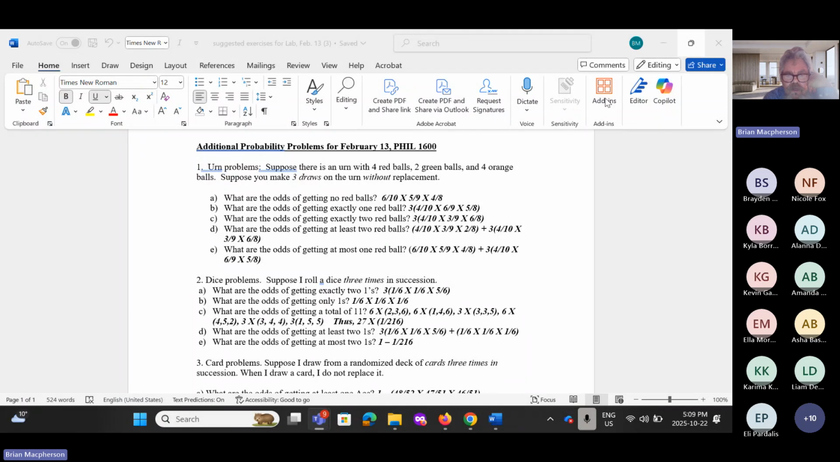Number E, what are the odds of getting at most 1 red ball? Well, that means then that there are 2 possibilities. I'm drawing 3 times, and my chance of getting at most 1 red ball means that either I get no red balls, or I get exactly 1 red ball. So the chance of getting no red balls would be 6 out of 10 times 5 out of 9 times 4 out of 8. And the chance of getting exactly 1 red ball would, of course, be 4 out of 10 times 6 out of 9 times 5 out of 8. And there are 3 different possibilities depending on when I draw the red ball. Okay, so those are how you do the urn problems.